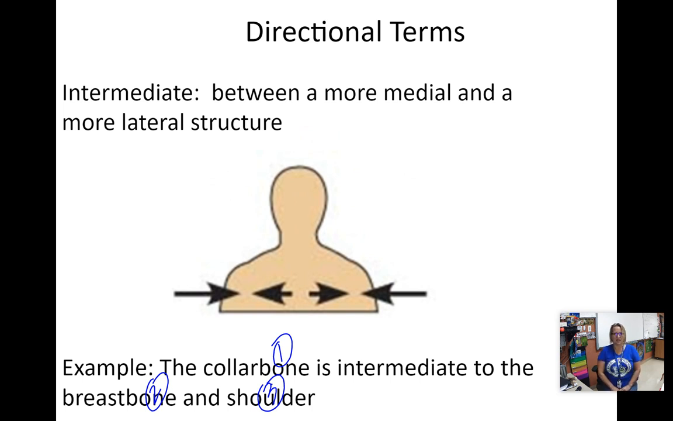Intermediate means between. So between something that's more medial and more lateral. So your collarbone, which is right here, is intermediate to the breastbone, which is where you would look to do CPR, and your shoulder. So it's in the middle. So collarbone is 1, breastbone is 2, shoulder is 3. So you can use that to describe the placement.